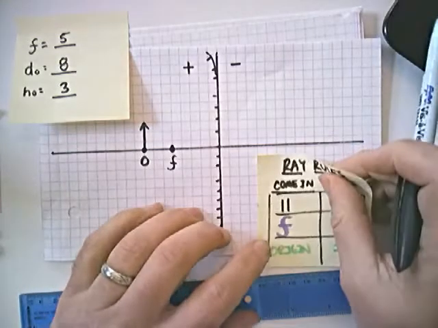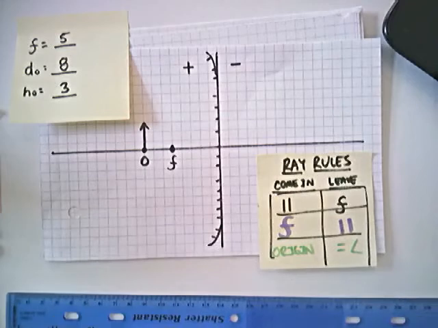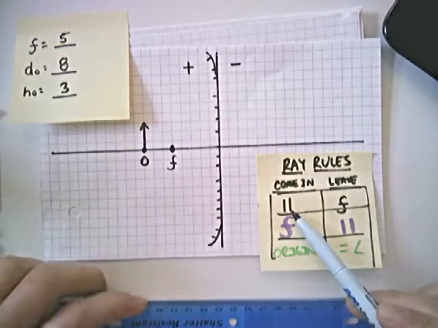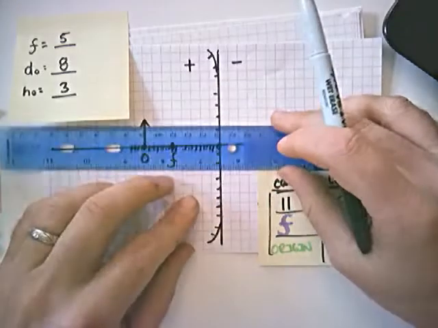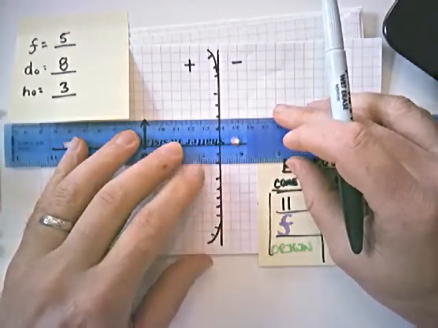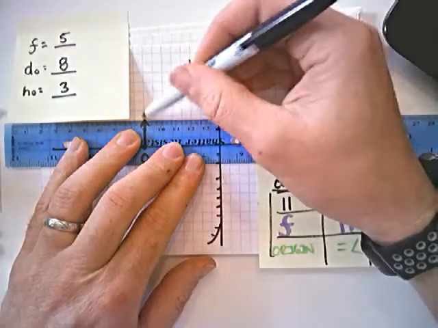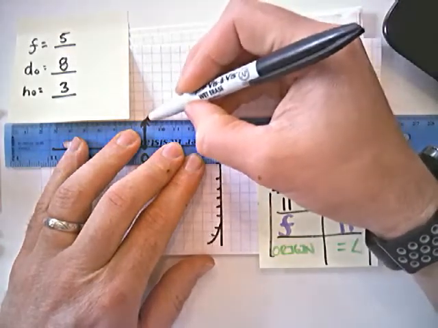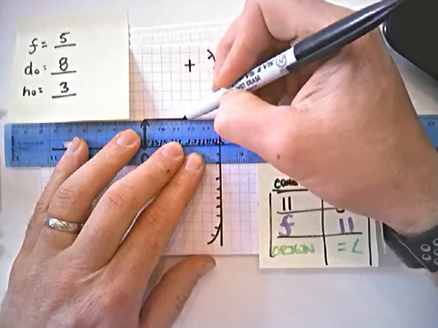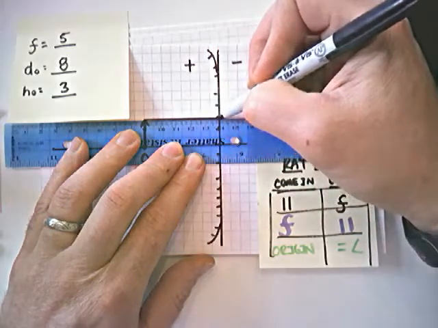All right, so now we're going to apply these ray rules here. So I have my ray rules, come in and leave. So let's apply them. Come in parallel, easy enough. You take a ruler, you line it up. This represents like light would be coming in and reflecting off of this, or this could be a candle producing light. And the ray has to travel in a straight line, and so it does, and it comes over and it hits the mirror.